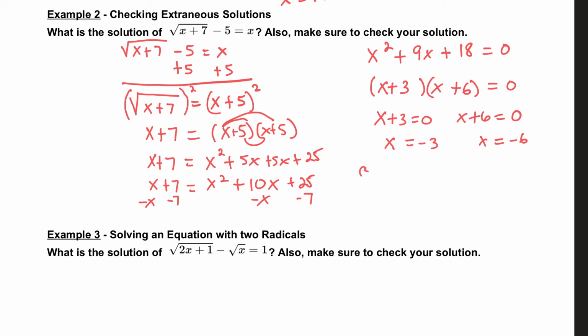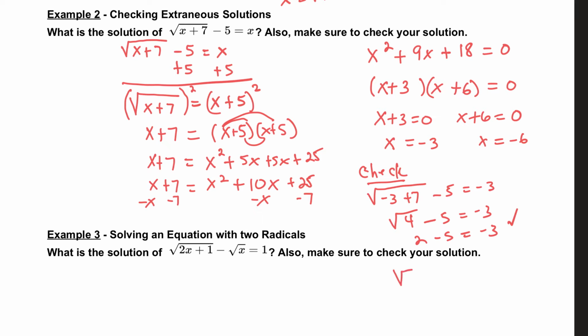So you're going to check by substituting the square root of negative 3 plus 7 minus 5, and you're going to check that's equal to negative 3. Negative 3 plus 7 is the square root of 4, minus 5 is equal to negative 3, and that's 2 minus 5 is equal to negative 3, so that does check. So now you're going to check the other one.